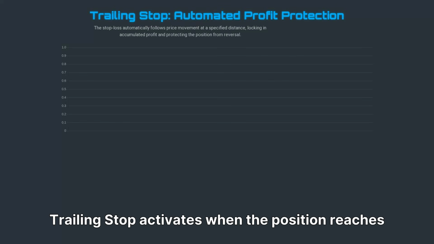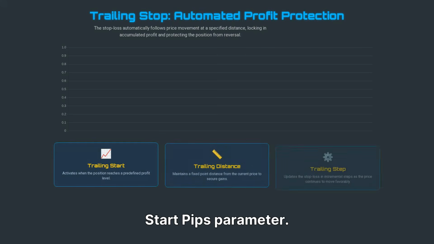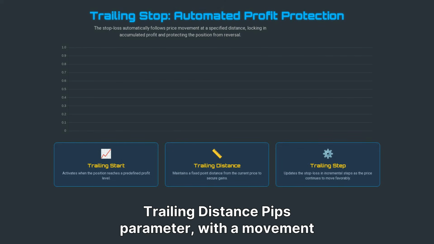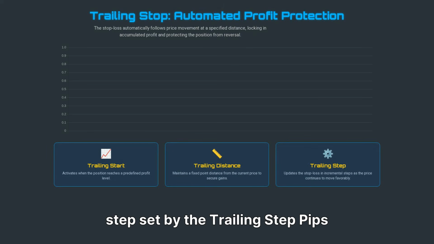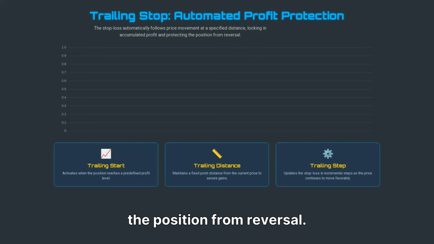Trailing stop activates when the position reaches the profit level specified by the trailing start pips parameter. After activation, the stop loss automatically follows price movement at a distance set by the trailing distance pips parameter, with a movement step set by the trailing step pips parameter. This locks in accumulated profit and protects the position from reversal.